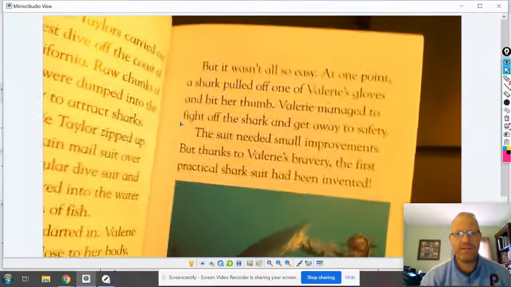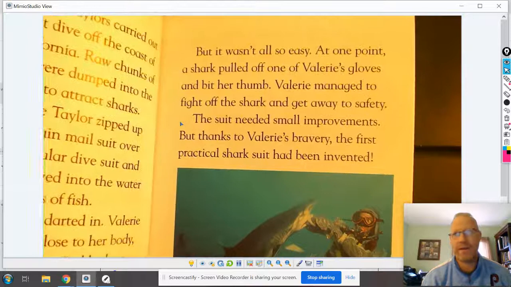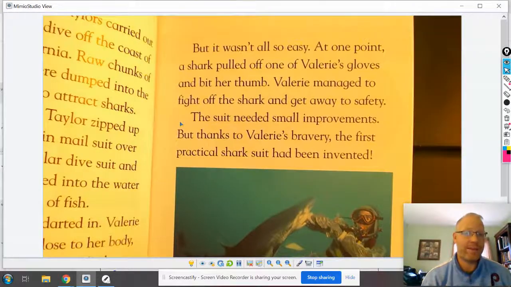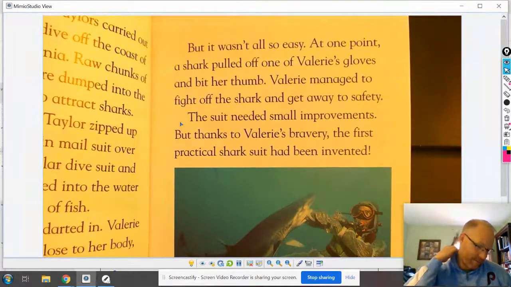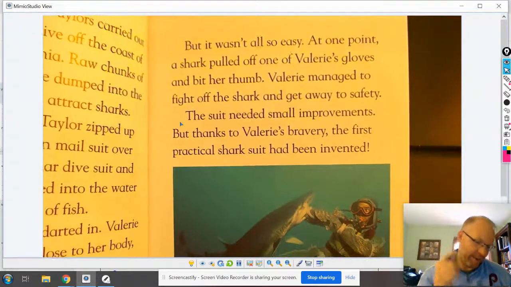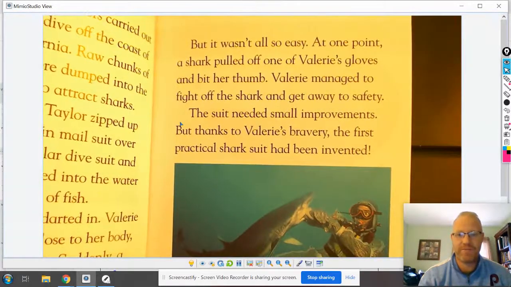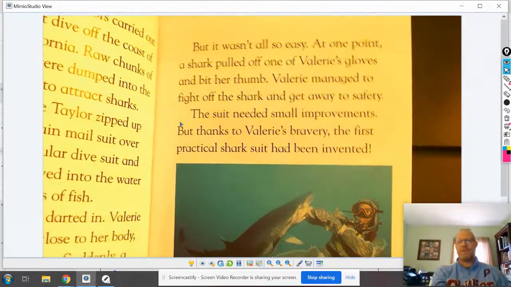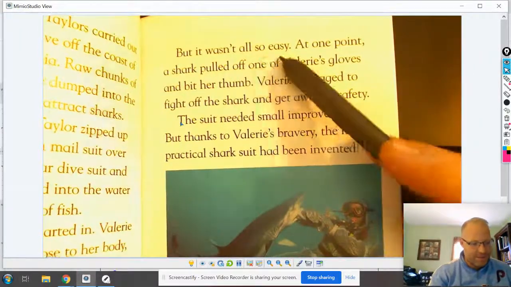You're the test subject for a shark biting you, and you have to get it to bite you over and over again. I feel like that would be the end of my diving days. But I guess if she feels like she survived it and she did well, maybe she's feeling even more safe now and she wants to dive more. So that's a tough one. I don't know. But it wasn't all so easy.